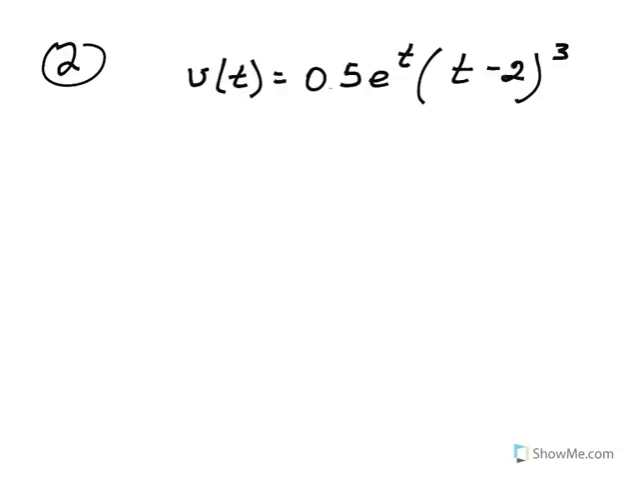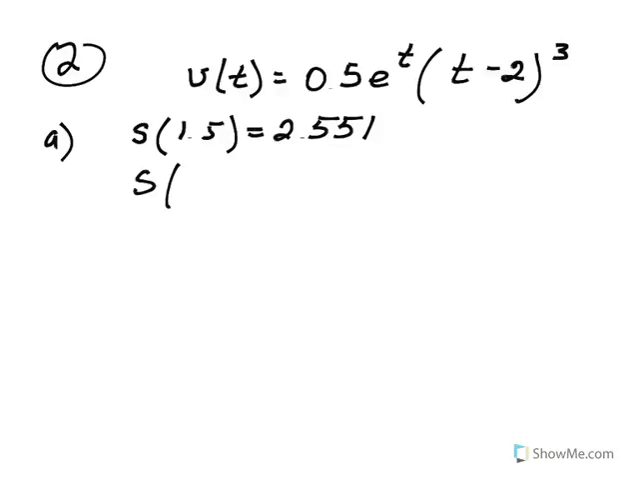The velocity equation is given again. It says if the position of the particle at t equals 1.5 is 2.551, I'm just going to rewrite it. So the position is given. S of 1.5, that's the time, and the position at that time is 2.551. Okay, that's given. And we need to find the position when t equals 3.5. So we need to find S of 3.5. But isn't it the same type of problem?